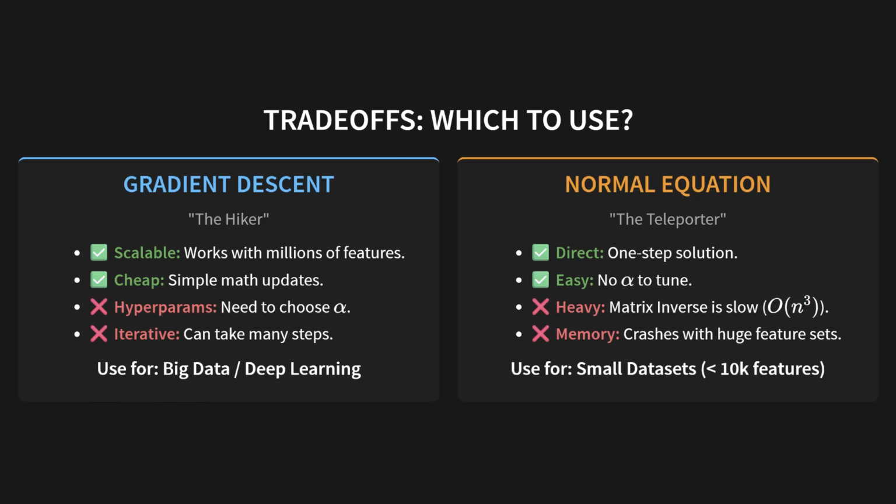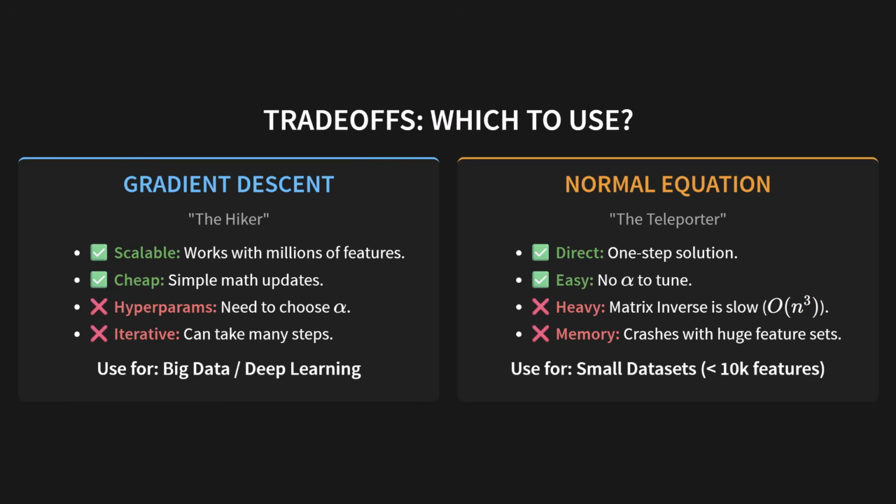Now think of the normal equation as the teleporter. Its advantages are that it's direct, a one-step solution, and it's easy. There's no alpha to tune. But the downsides are huge. That matrix inverse is heavy. It's slow, O of n cubed, and it takes up a ton of memory. Your computer will literally crash if you try to do this with a huge feature set. So you only use the teleporter for small datasets. Maybe less than 10,000 features is a good rule of thumb.